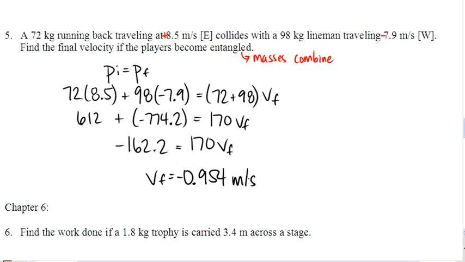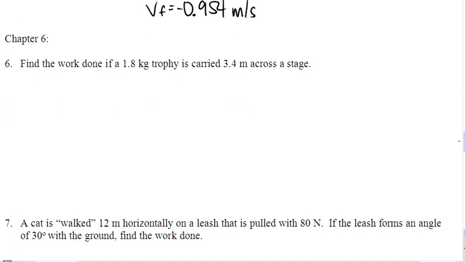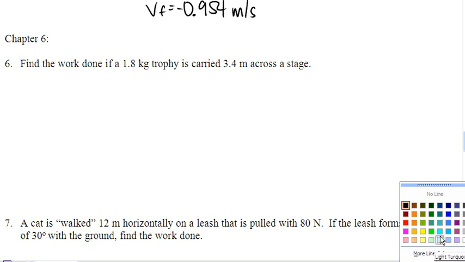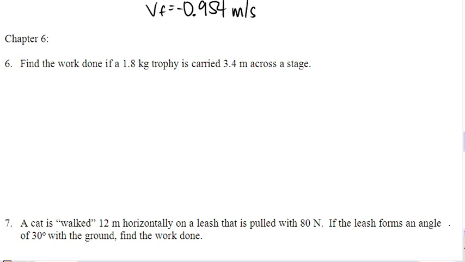So there's a collision question where they get stuck together. We saw the one in the theory section where they bounced apart. You've got both the examples you may encounter. Chapter 6, energy. Find the work done when you win a big trophy and you get to walk across the stage. Work is force times distance.